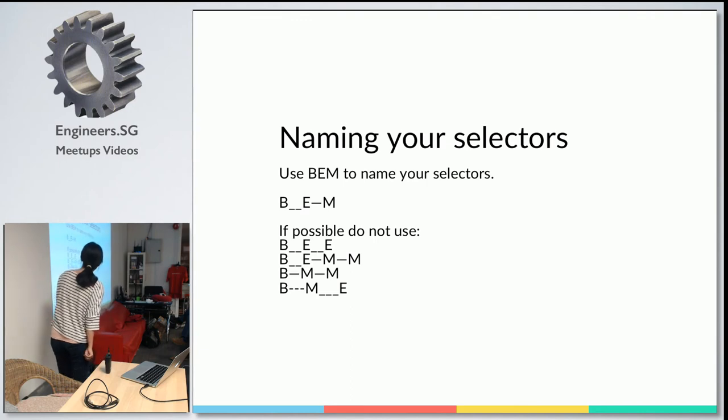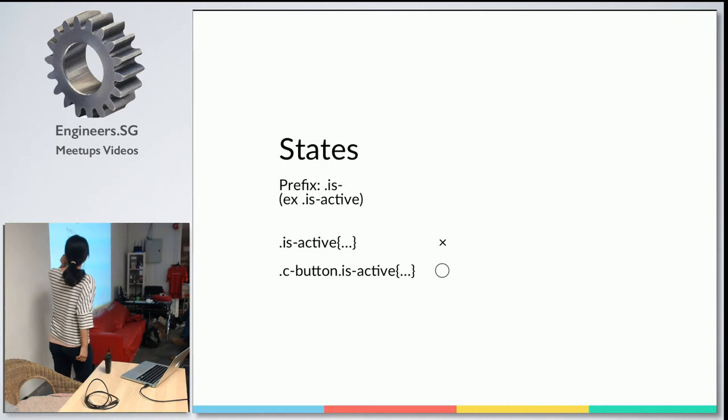Yes. And if it's possible, try not to use a selector that's too long. So for example, don't have a block, element, modifier. That's usually too long. And it gets your code really messy, so try to keep it short, especially with your prefixes. Okay. And this is just another quick thing, but if you're going to have states, so if your button is active, if your button is disabled, you're going to want to have a prefix .is-, so .is-active, or .is-disabled.